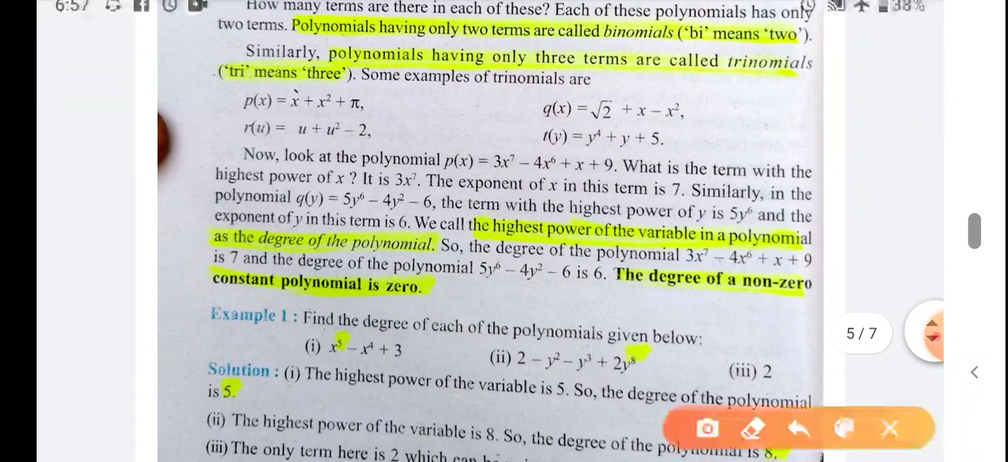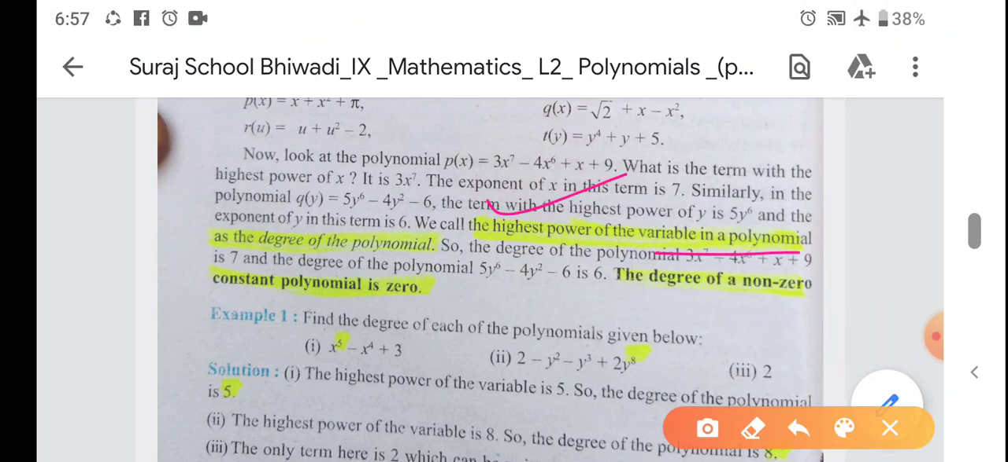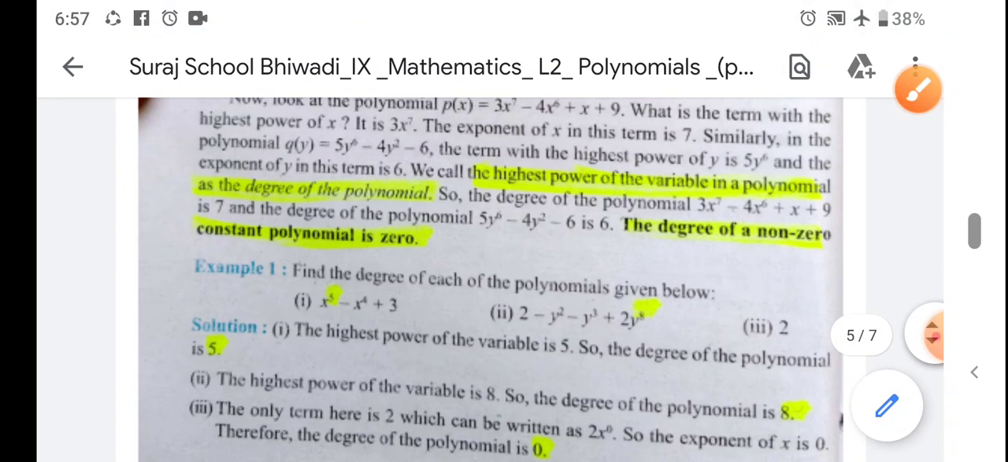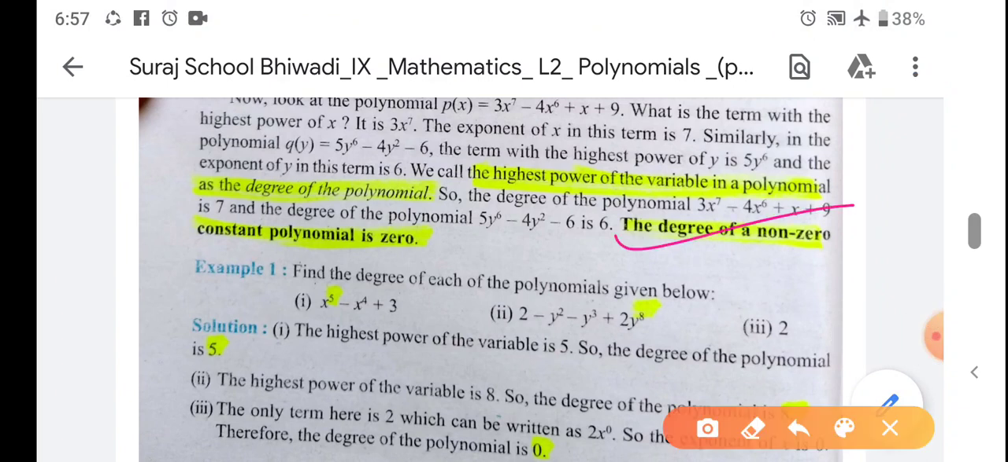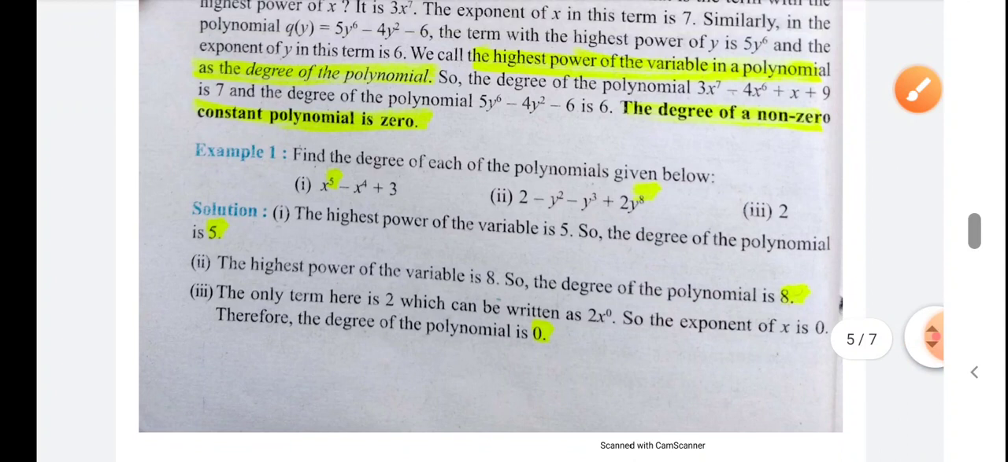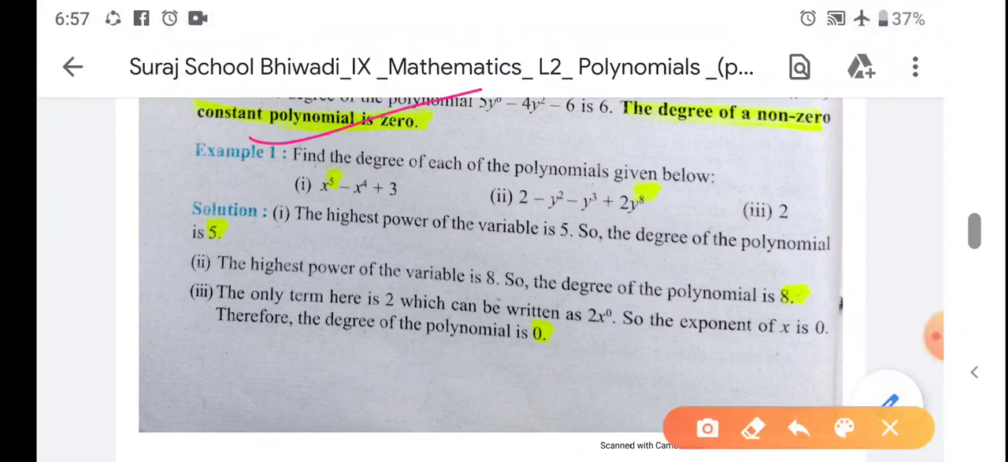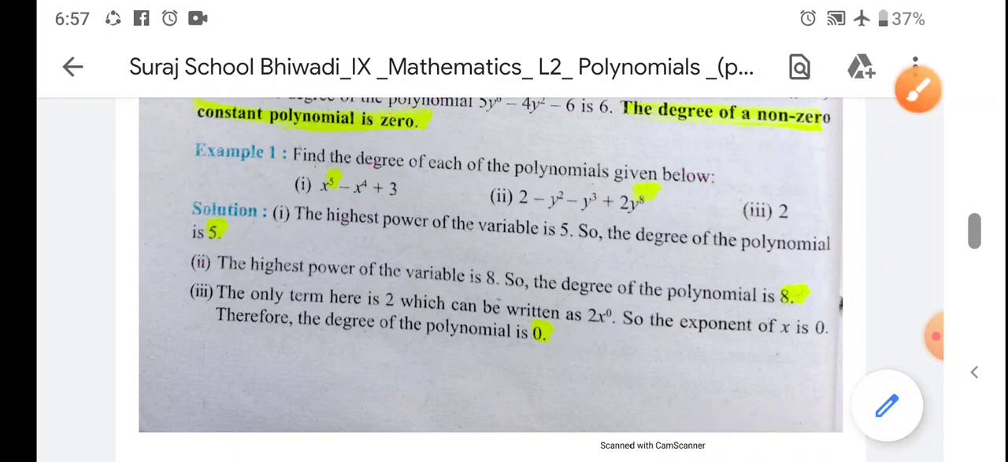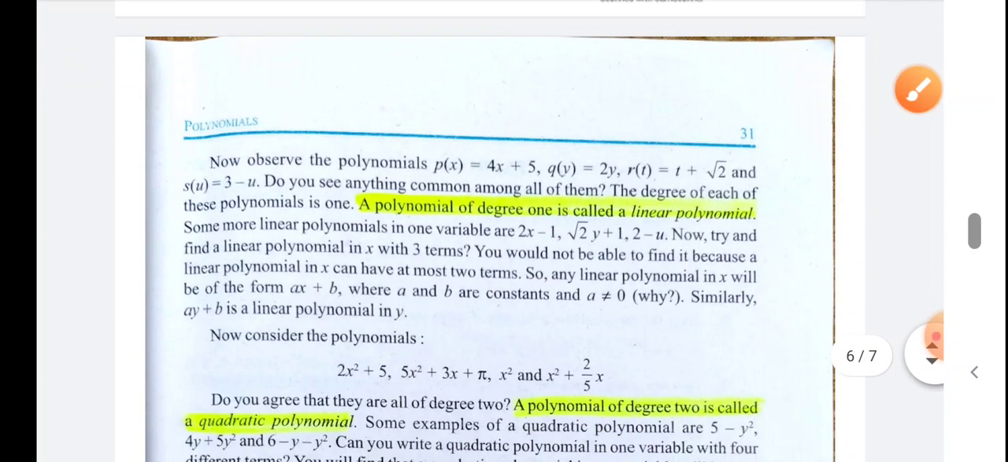And the highest power of the variable is called the degree. If a question asks for the degree, then the highest power is known as the degree. Find the degree of each of the polynomials. Here the highest power is 5, so the degree is 5. Here the highest power is 8, so the degree is 8. Here it is a constant polynomial, so a constant polynomial has degree 0.